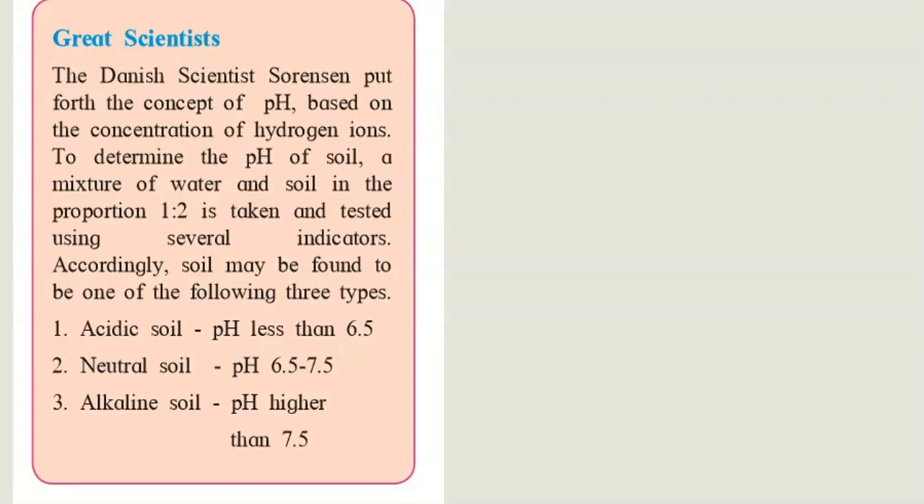First one, if the pH is less than 6.5, then that soil is known as acidic soil. Second one, if the pH is between 6.5 and 7.5, then such a soil is known as neutral soil. And third one, if the pH is higher than 7.5, then such a soil is known as alkaline soil.